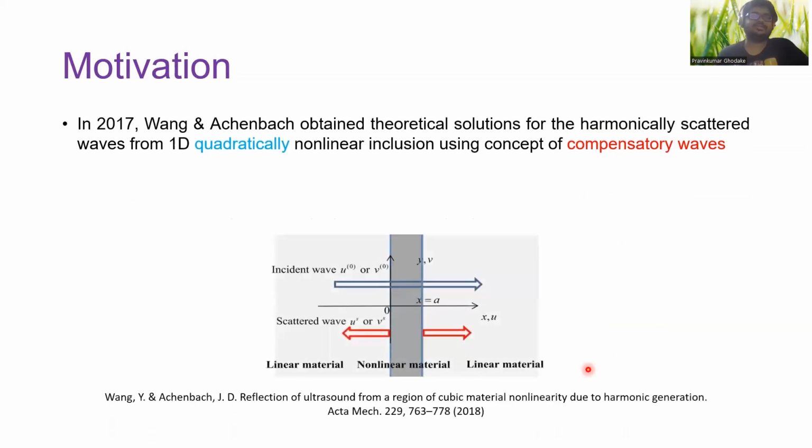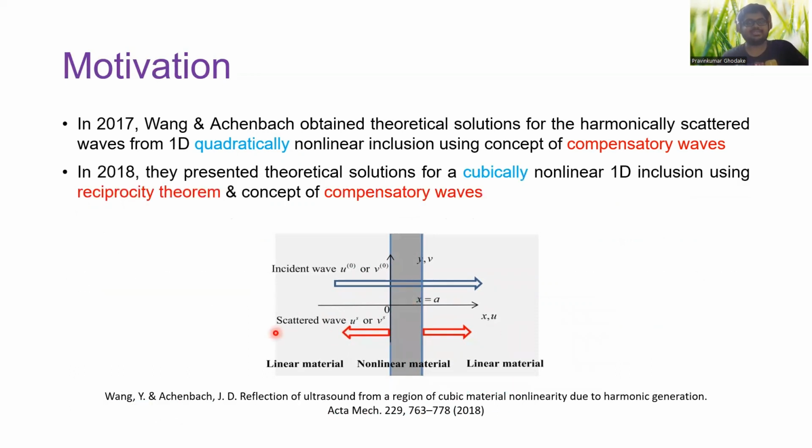So in 2017, Wang and Achenbach used a compensatory wave concept to find the harmonically scattered waves from a 1D nonlinear strip or inclusion, which is quadratically nonlinear. And they obtained a theoretical solution for forward as well as backscattered harmonic waves. They extended their efforts to the cubically nonlinear inclusion as well, and they validated the theoretical solutions obtained using the reciprocity theorem as well as compensatory waves.